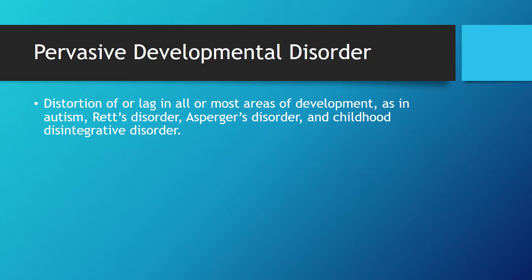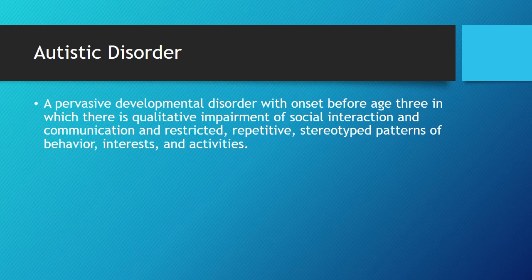Pervasive developmental disorder has distortion or a lag in almost all areas of development. For example, Rett's disorder, autism, Asperger's syndrome, and childhood disintegration. Autistic disorder is one of the very common ones. It is a whole spectrum in which there is qualitative impairment of social interaction, communication, and restrictive, repetitive, stereotypic patterns of behavior and interest in activities.